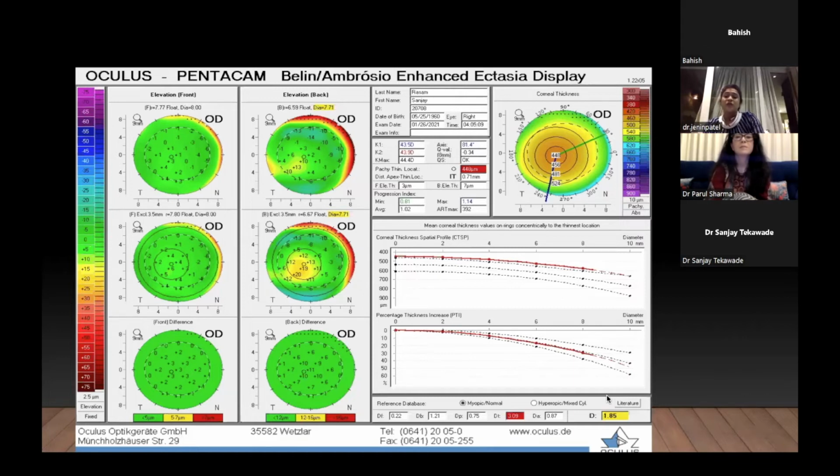So if you have one odd display like this, it's something you want to look into, and not go in for a refractive surgery just because you see a green and a thin cornea. You have to value the cutoff values. And this is the beauty of BAD.